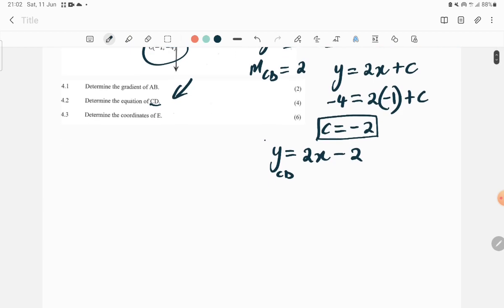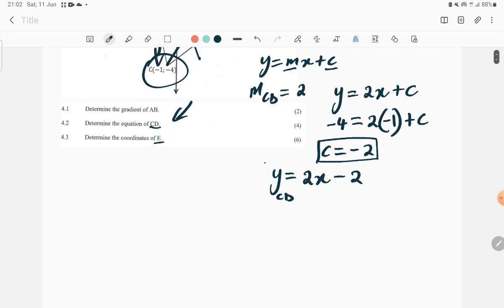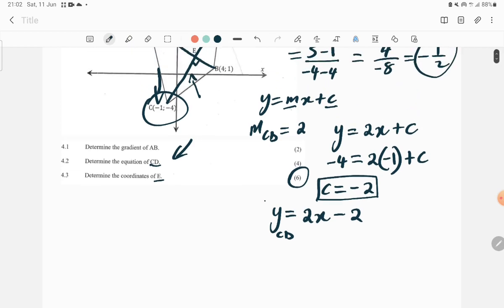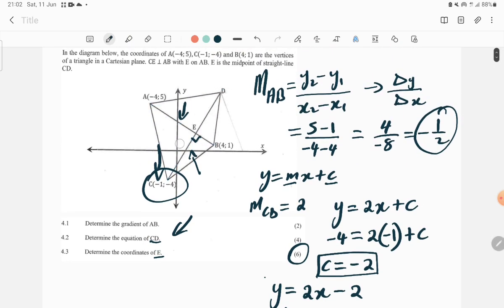Completed. Lovely. Now coming to the next question, we are to determine the coordinates of C. You can see that it's 6 marks, so there's a lot to do. Now let's go back to our diagram. We have this kind of situation.